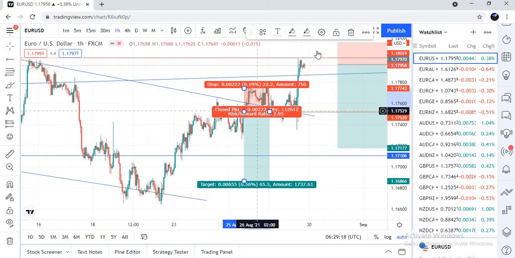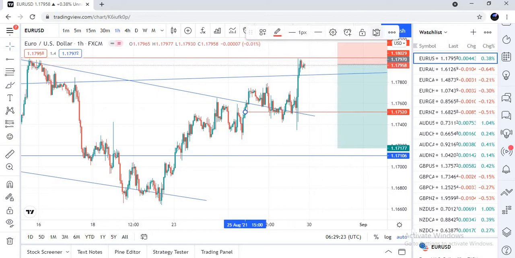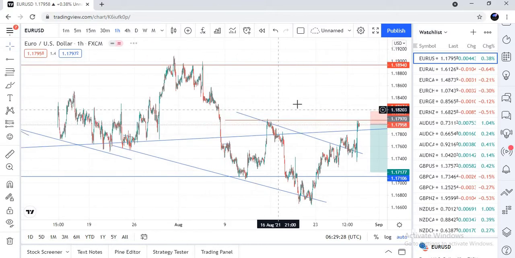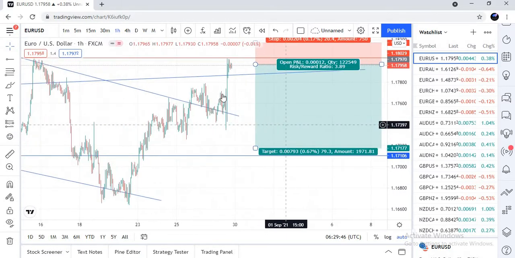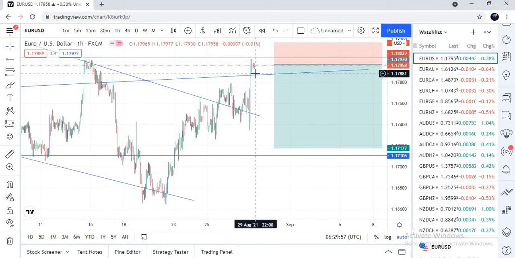EURUSD. Let me take this away. This is an invalid setup. So what we are looking at here is a resistance level. This is a resistance level. Our trade was supposed to be going up, but it resisted this level and it went down. So we are predicting that this level might hold again, and as you can see, this was a spike up from last week and it got to this same level and it is reacting to this level.